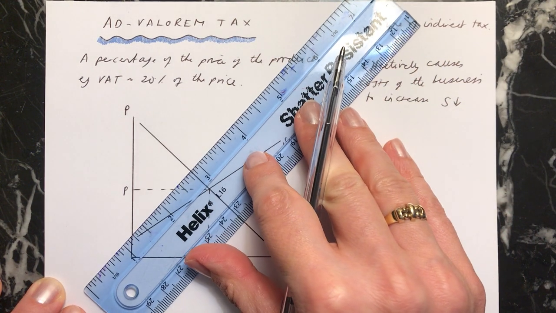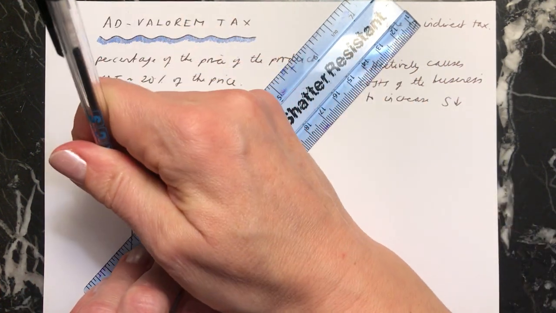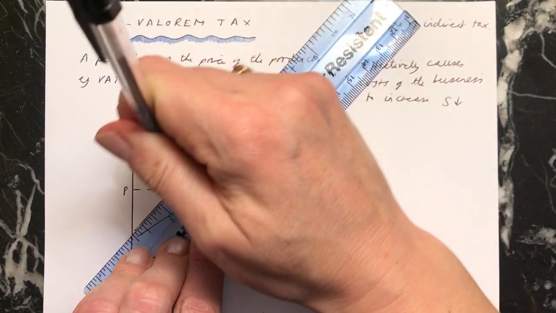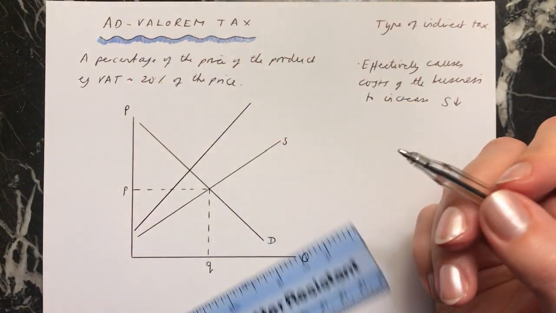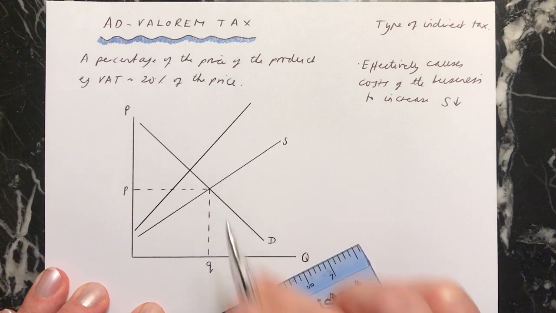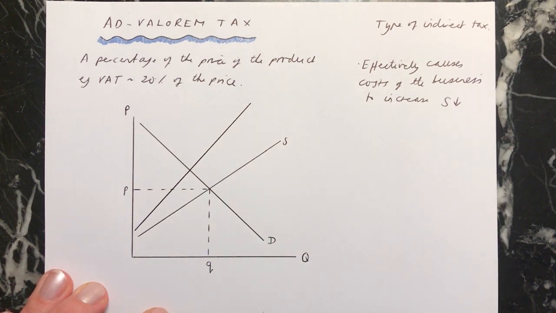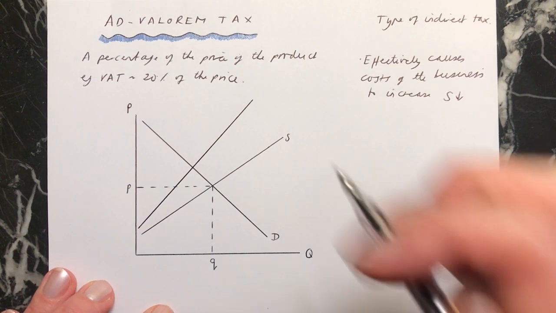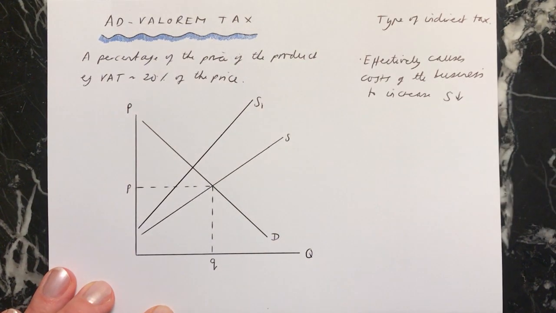Because this is a percentage of the price of the product, it's not going to be a parallel shift. It's going to be a pivot like this. So your supply curve will pivot round. It's not a parallel shift. And this is our new supply curve, S1.